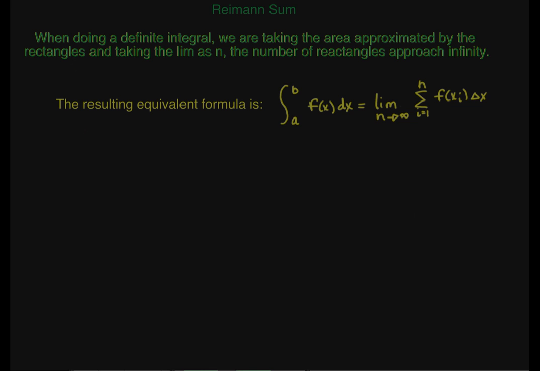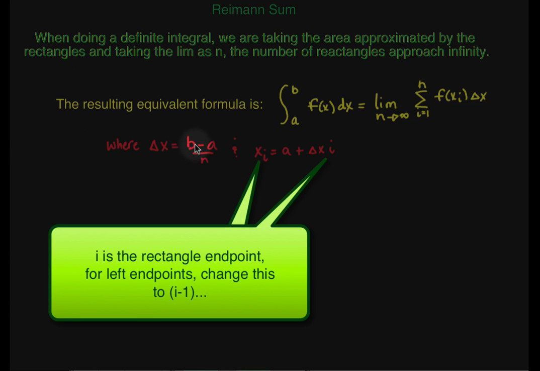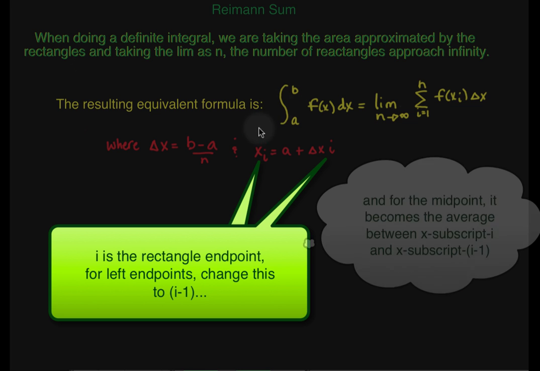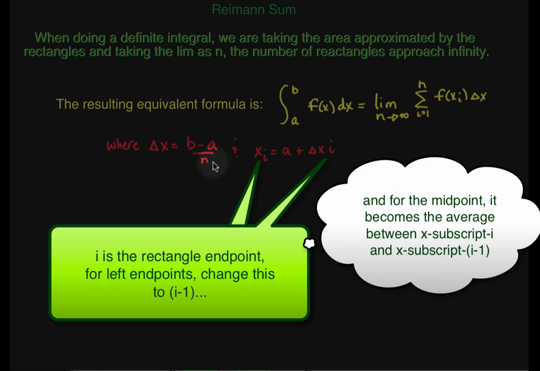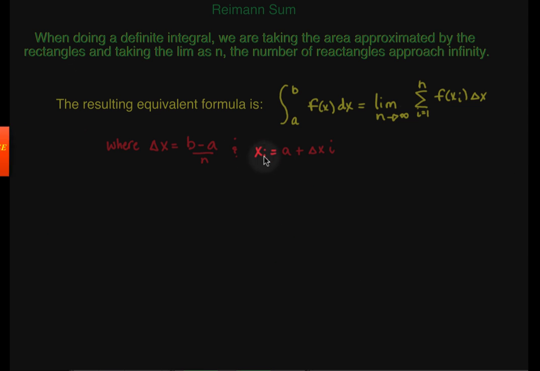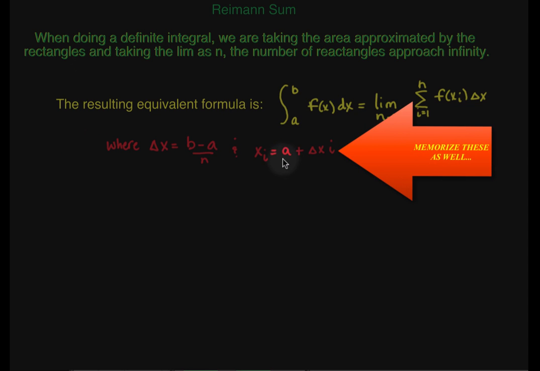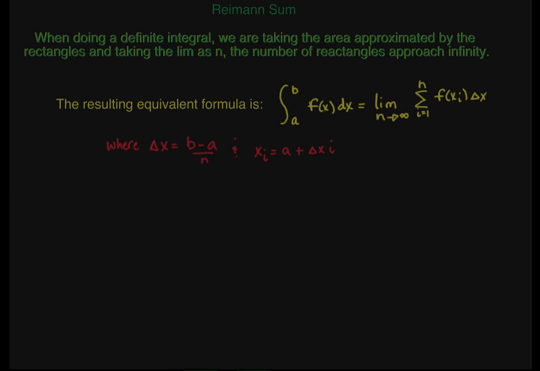How do we calculate these? Well, your delta x is going to be b minus a over n, where b is the larger bound of the region, a is the smaller bound, and n is the number of rectangles. In this case, n stays n, it doesn't become a number. So then xi is equal to a plus delta x times i, where a is the starting point, the lower bound, delta x we just calculated, and i stays i.